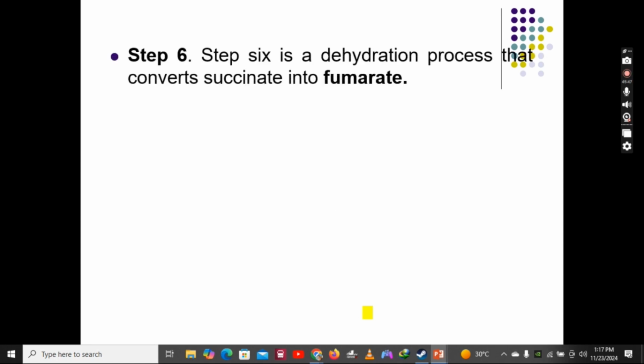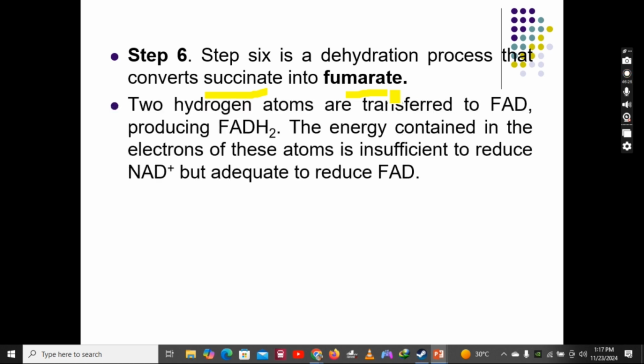Okay, so let's now look at step number 6. At step number 6, we have what is called the fumarate, which is produced at this step. The fumarate comes from the succinate, which was produced at step number 5. At step number 6, a dehydration process takes place, and this dehydration will convert succinate to fumarate. That's what is happening at step number 6.